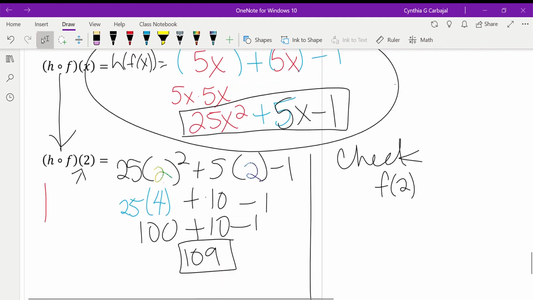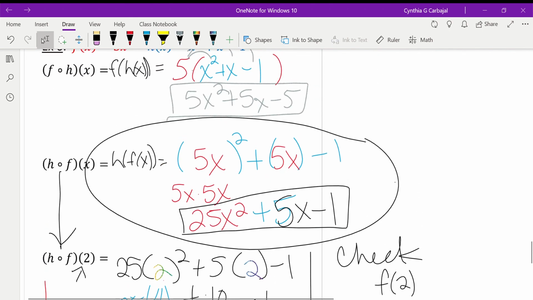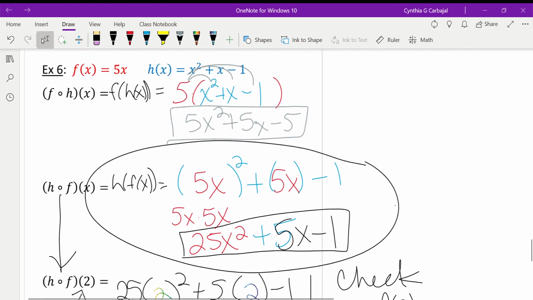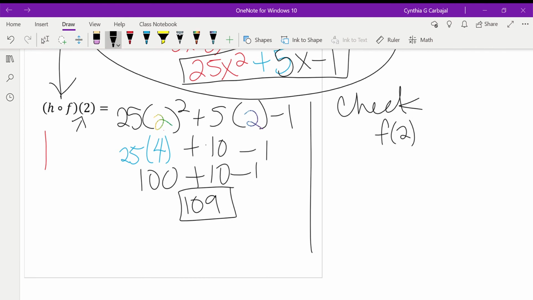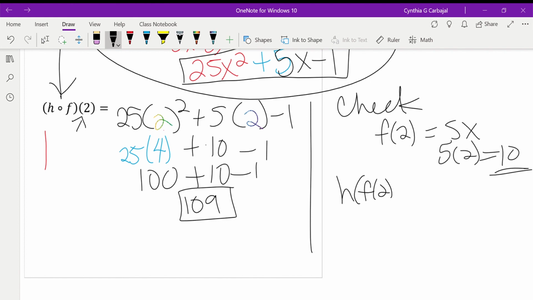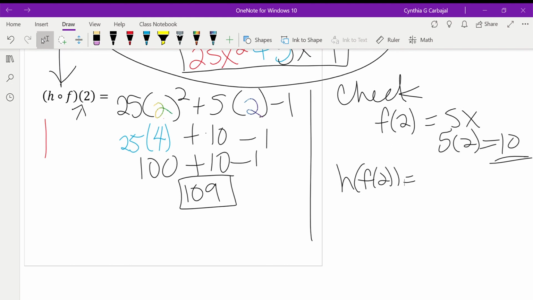I'm going to go up here. The f function is 5x. Okay, so I'm going to go 5x, and then I'm going to sub in a 2. So 5 parentheses 2, and that's going to give me a 10. Then I'm going to get this 10, and I'm going to substitute it into the h function. So that way I end up having h of f of 2. So I'm going to go to the h function, and then I'm going to plug in a 10, because that's what I got. When I put a 2 inside of the f, I got a 10.